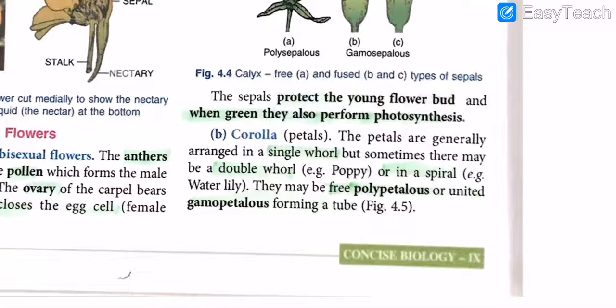Petals. Now the petals are generally arranged in a single whorl, but sometimes there are many, and they can also be double whorled, for example a poppy, or in a spiral, for example a water lily. Right? Now they may be free, that's polypetalous, or united, that is gamopetalous. So you see this difference over here, right?